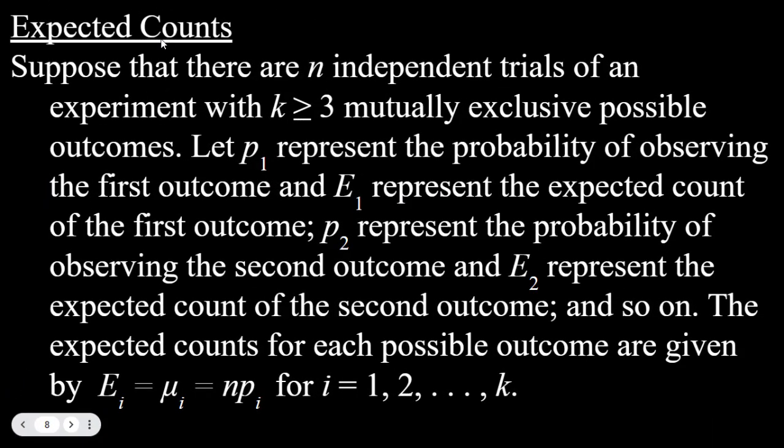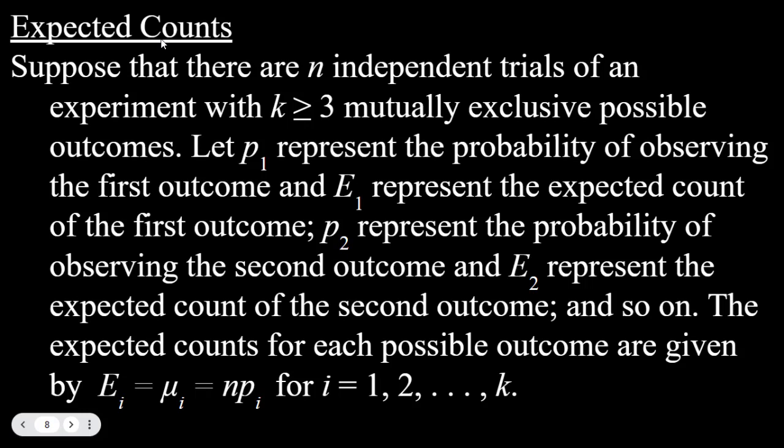First, expected counts is a term we need to talk about. Suppose that there are n independent trials of an experiment with k greater than or equal to 3 mutually exclusive possible outcomes. So you have to have at least 3 different options that could happen when you do these independent trials, and they have to be mutually exclusive.